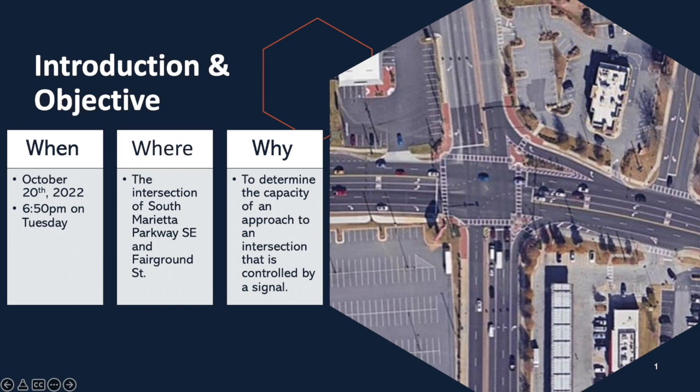When we collected the data, it was October 2022 at 6:50 p.m. on a Tuesday. For the location, we decided to choose the intersection of South Marietta Parkway Southeast and Fairgrounds Southeast, like our usual location. The reason why we collected this data is to determine the capacity of an approach to an intersection that is controlled by a signal.